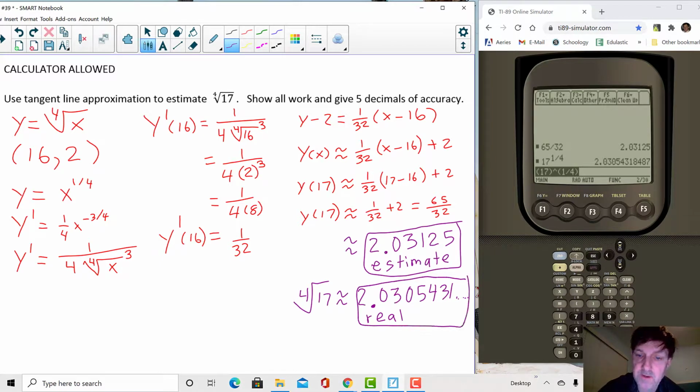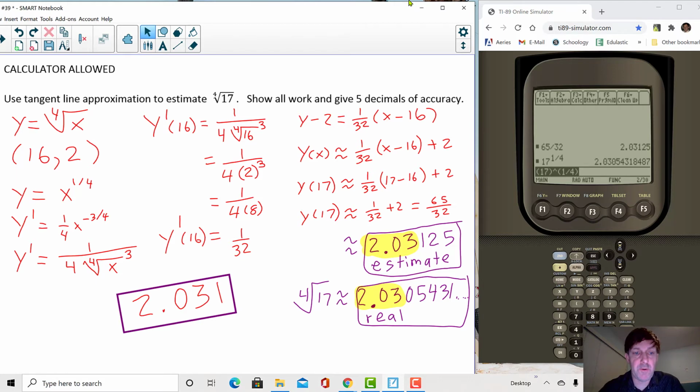And this is what the calculator tells us for the real value of the fourth root of 17. It looks like we were accurate up to 2 decimals. If this was a real AP test question, they might let you use the graphing calculator. However, if you put 2.030, you would get the question wrong because they're asking you to use linear approximation to estimate it. So our answer with 3 decimals of accuracy would be 2.031.